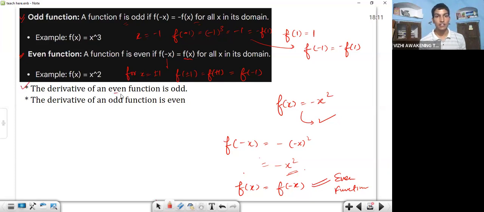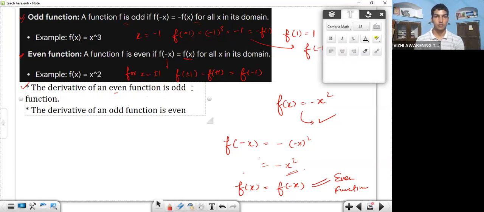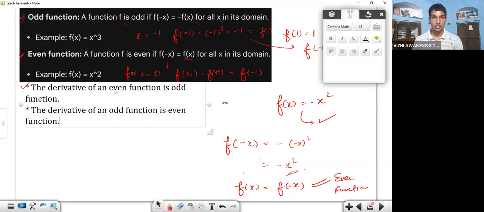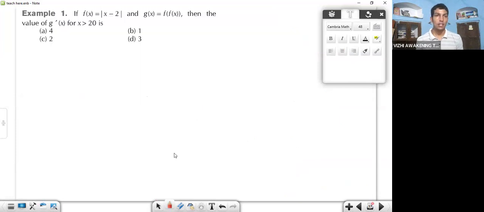So about the differentiation chapter, there are two properties. The derivative of an even function is an odd function. The derivative of an odd function is an even function. That's it. So let's now discuss the first example.